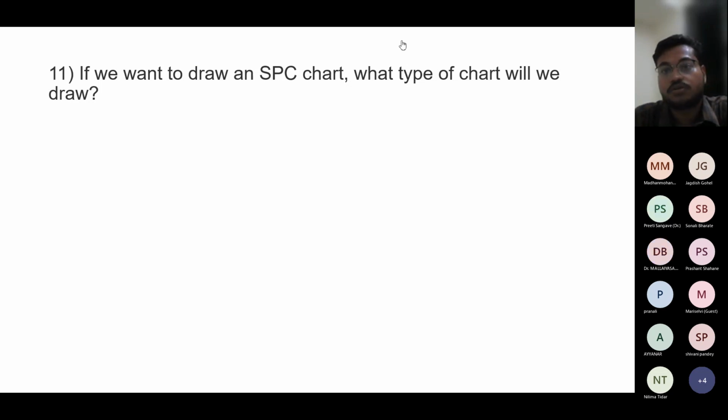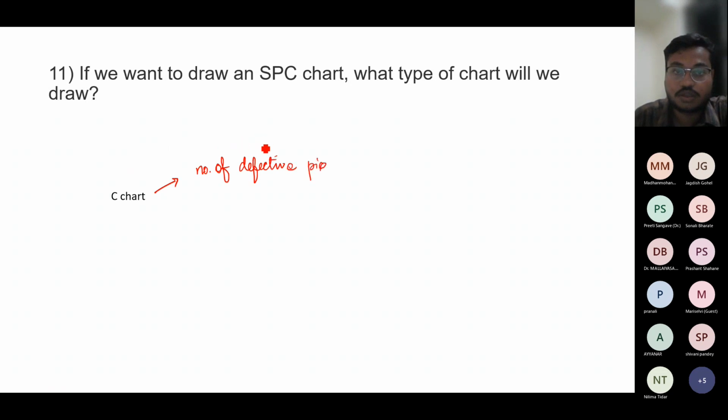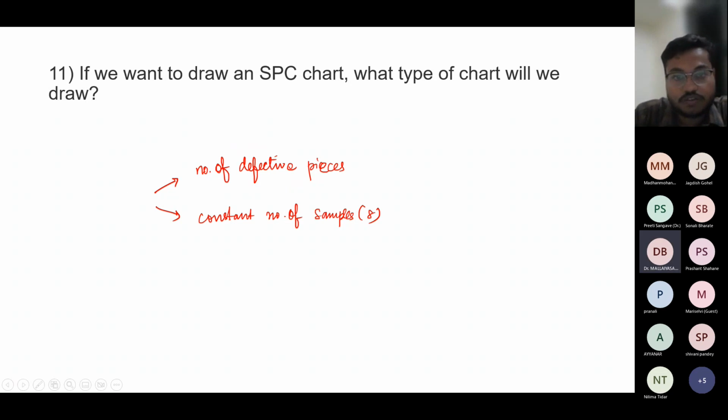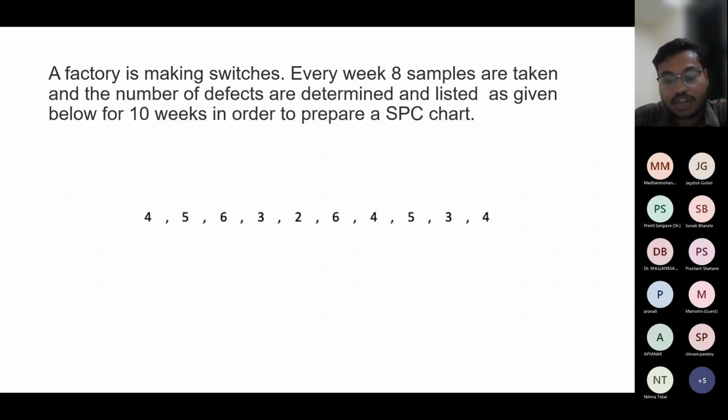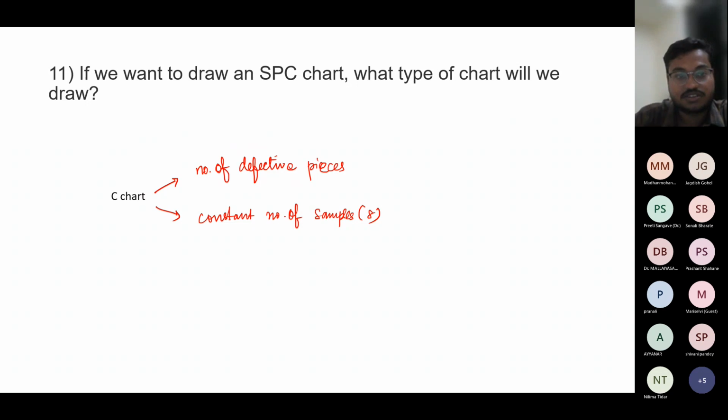Okay. So we have these different kinds of charts called U chart, C chart, P chart, NP chart. The answer here will be C chart because every week we are taking the number of defects, the number of defective pieces. And every week we have a constant number of samples, which in this case is 8. So every week we are taking 8 samples and we are calculating the number of defects. That's why this is a C chart.